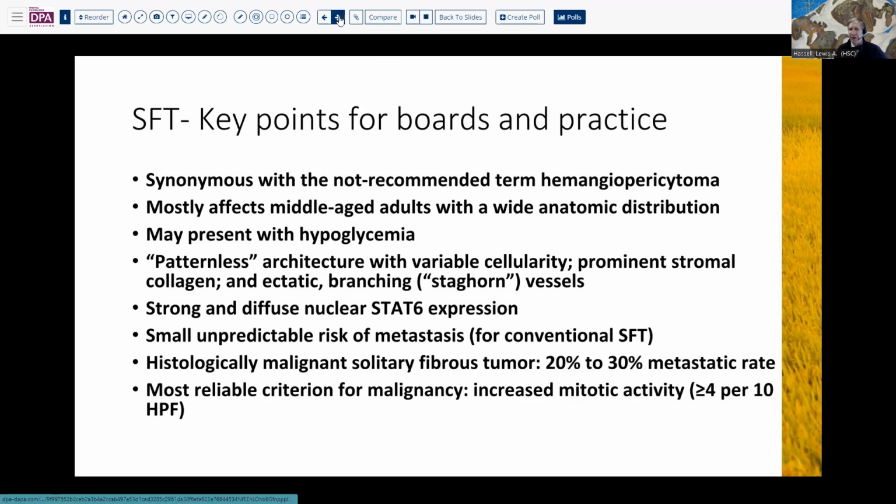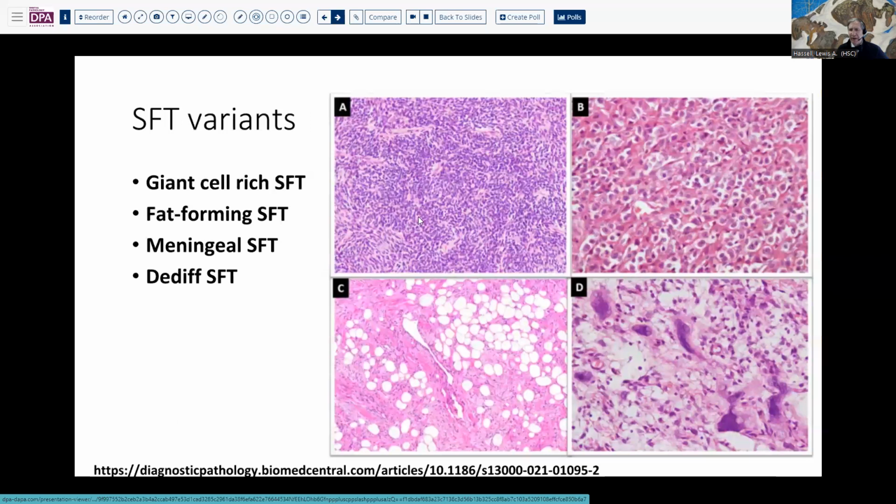All right, so now we get to the digital slides and some of the variants that can be seen. So there is a giant cell rich solitary fibrous tumor. Looks a little bit like some of those other lesions we've described. Fat forming solitary fibrous tumor looks a little bit like spindle cell lipoma, so you can see how that would enter in. Meningeal solitary fibrous tumors certainly can look a lot like other meningiomas. Dedifferentiation and so forth in this tumor can look like other tumors with dedifferentiation like liposarcoma and so forth.